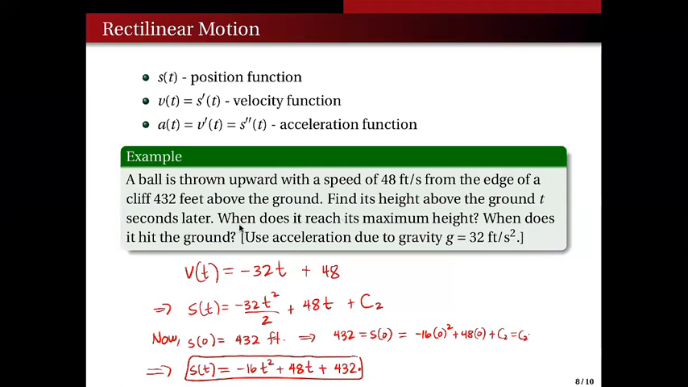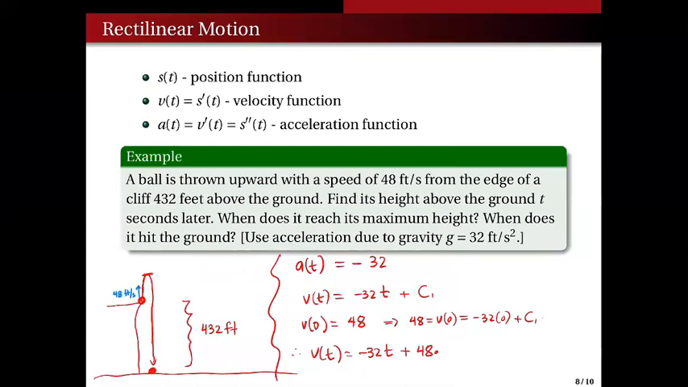The next problem here, when does it reach its maximum height? Let us go back to this. It will reach the maximum height at this particular point. But how do we calculate that? Remember, you have a velocity. It has magnitude and direction. So your position function will go up here and then it will go down. It will change direction at this particular point.